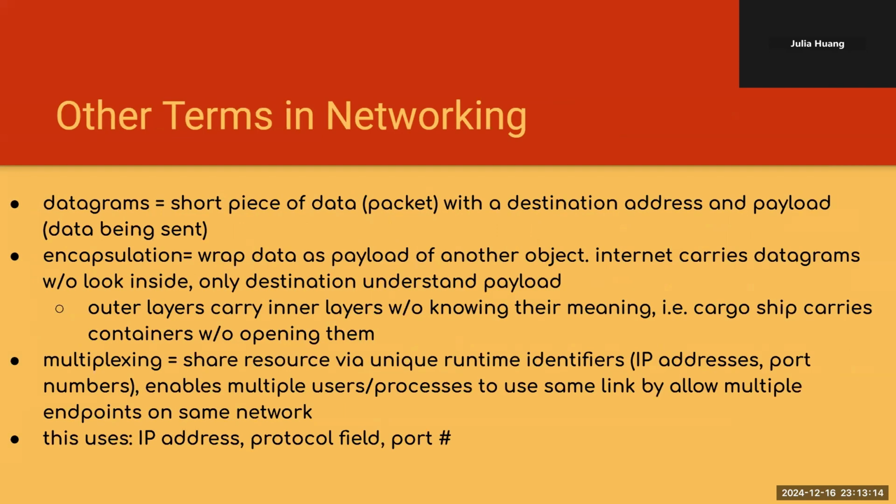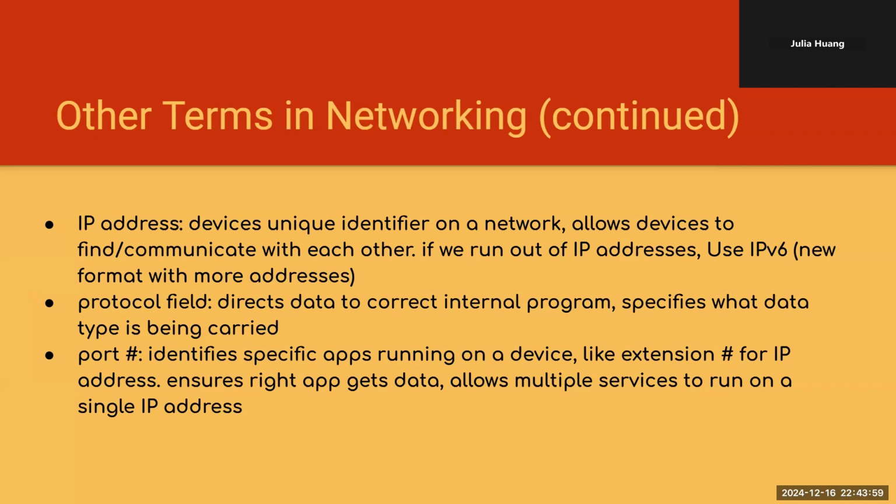So multiplexing is where we share the resource via a unique runtime identifier, like IP addresses, port numbers, etc. And this enables multiple users to use the same link by allowing multiple endpoints on the same network. An IP address is the device's unique identifier on the network. It basically allows devices to find and communicate with each other. If we run out of IP addresses, we can use something called IPv6, which is basically a new format with more addresses. The shorter and more default version is called IPv4.